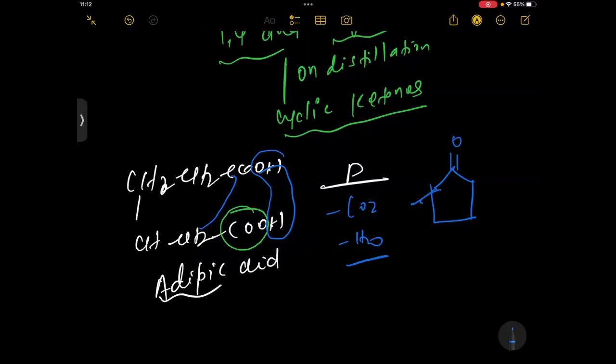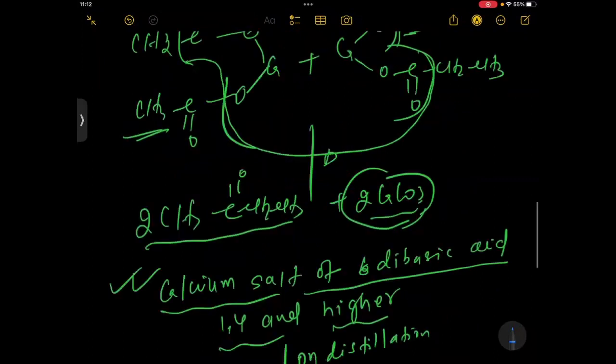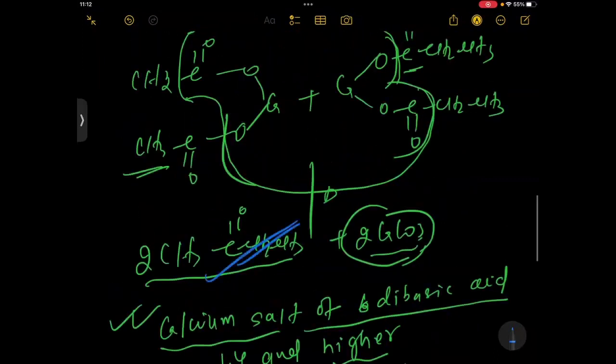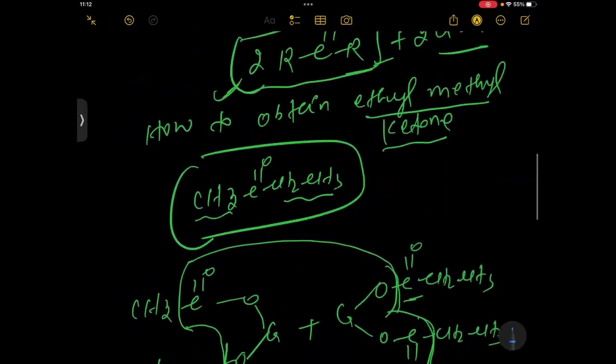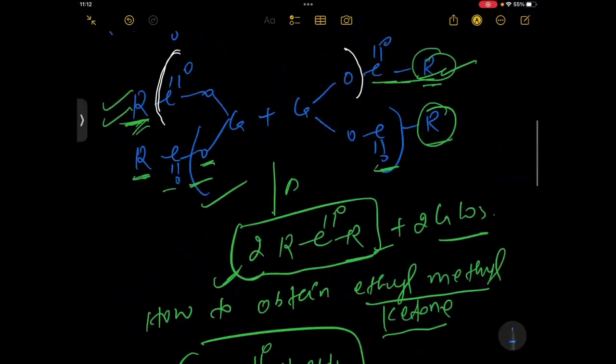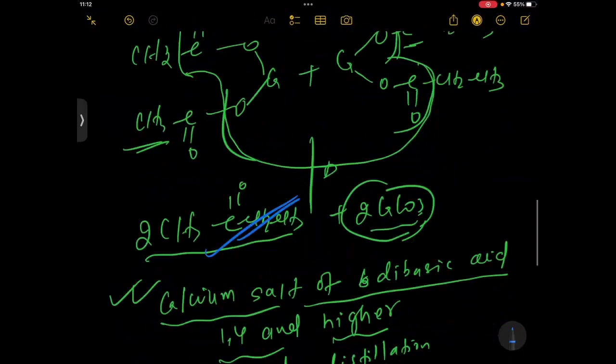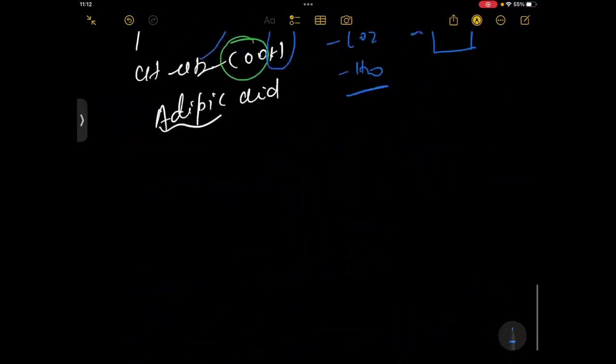I hope students you understood that method of preparation of ketone. Here you will get the cyclic ketones, and here also you will get the ketones, okay, and you can get the aldehydes. How? Suppose both the positions here, and here is H, H, you will get the formaldehyde group, correct? So it depends on what you have taken on both sides. Okay. Now next preparation, students.